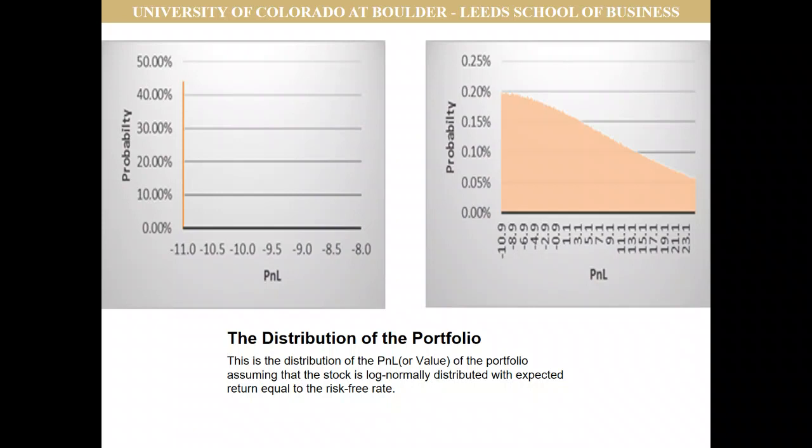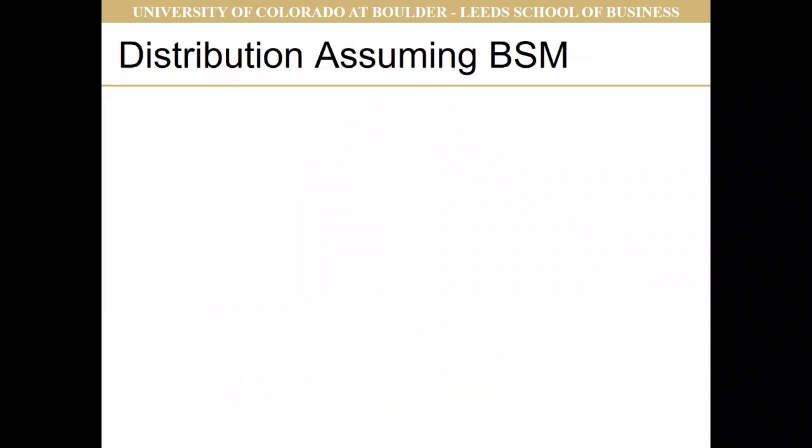Now this is kind of an interesting distribution, right? We're looking at the distribution of our P&L of this portfolio, and what we see is that if we own this option, about 45% of the time it expires worthless. If we think about the value of this portfolio, and again, we're assuming the expected return is equal to the risk-free rate, the expected value is 0, but it has quite a complicated looking distribution.